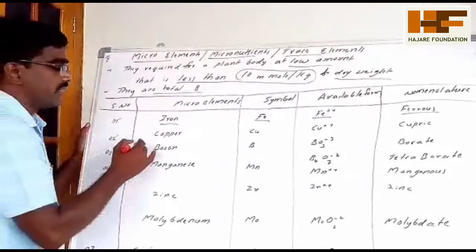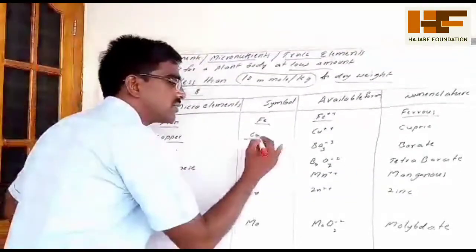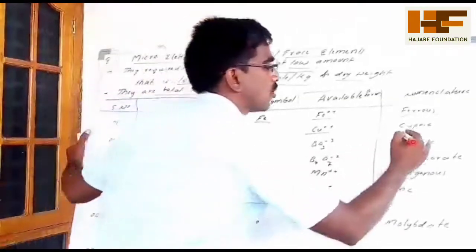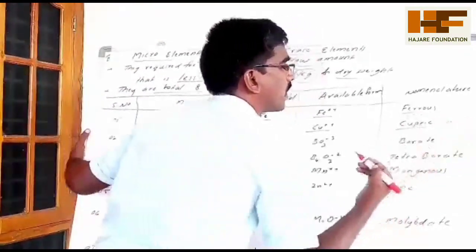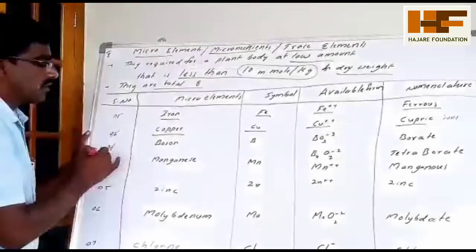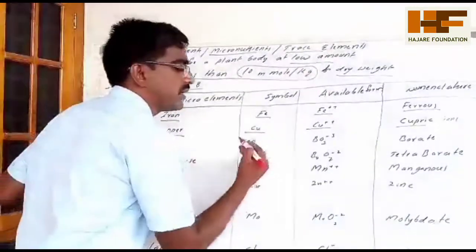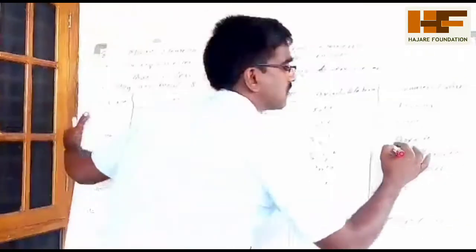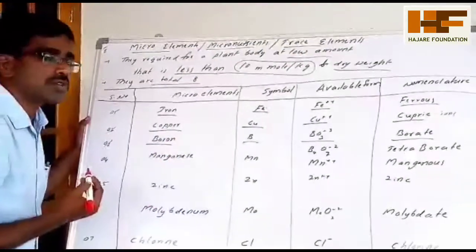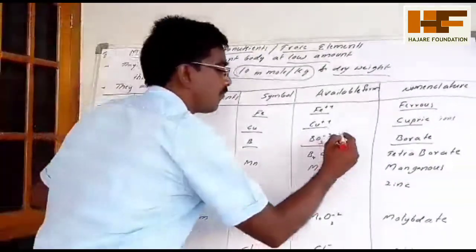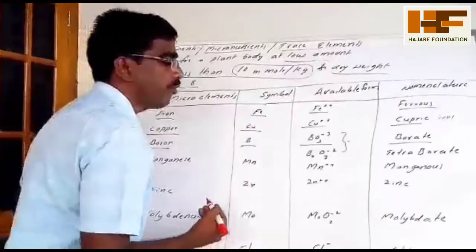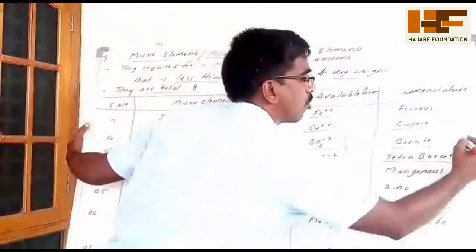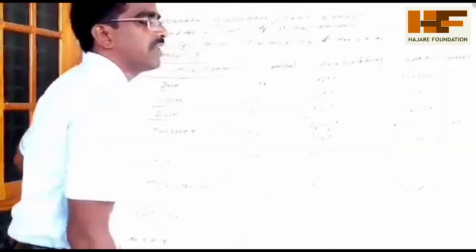The second microelement is copper. The symbol is Cu, but the available form is Cu2+, meaning cupric ions. The third one is boron. The symbol is B, and the available form is BO3 3-, meaning borate. Boron is also available from the soil in borate form. One more form is also available, B4O7 2-, called tetraborate. So boron, a microelement, is available in two forms.